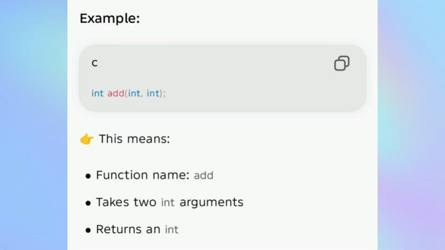Example: int add(int, int). This means the function name is add, it takes two integer arguments, and returns an int.